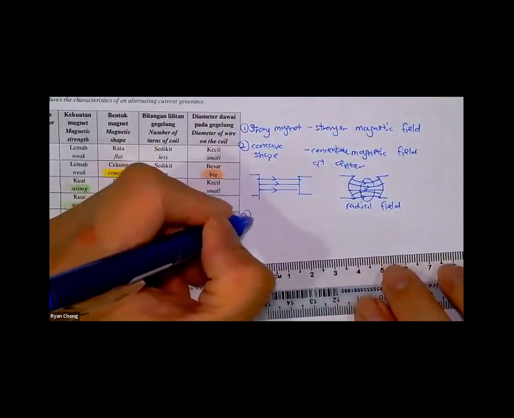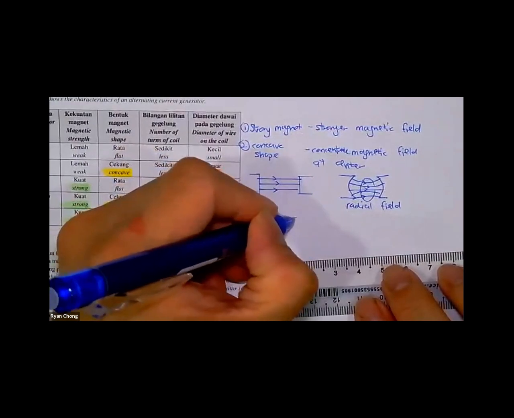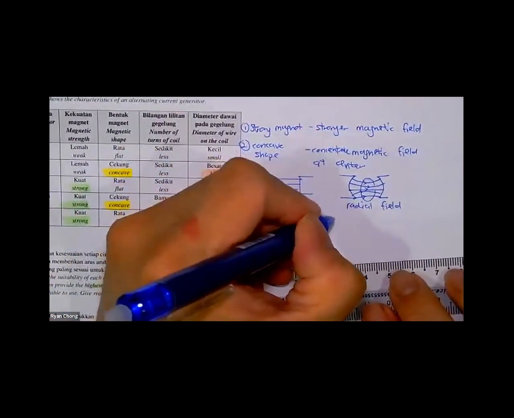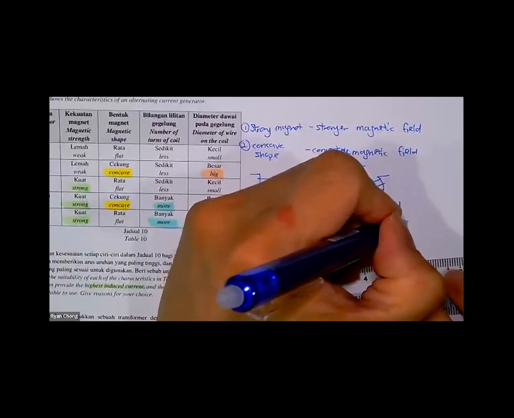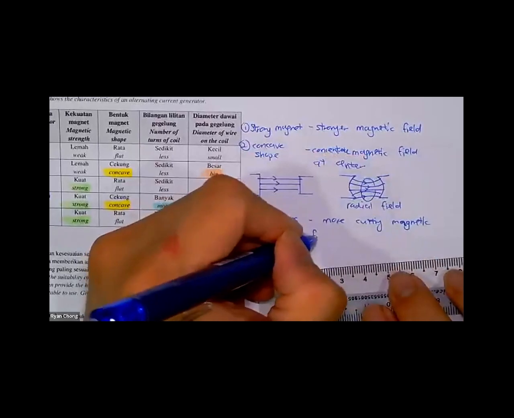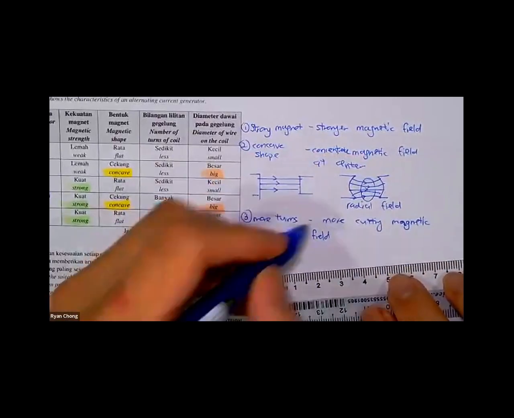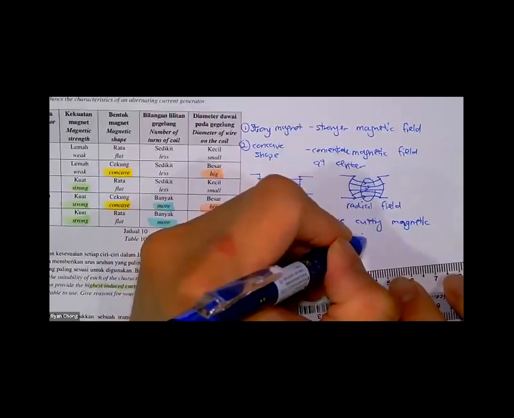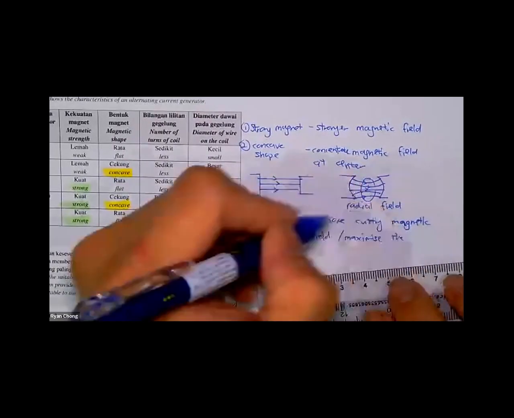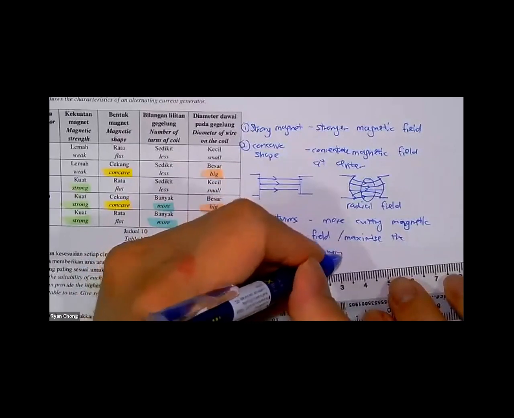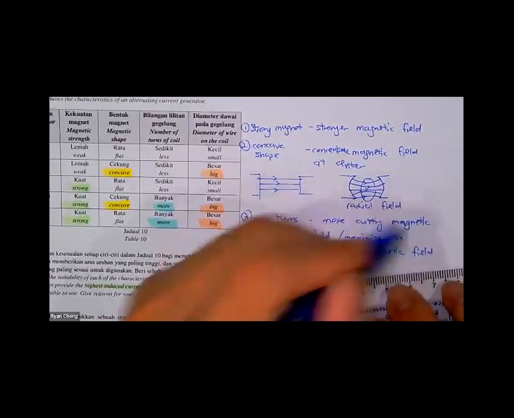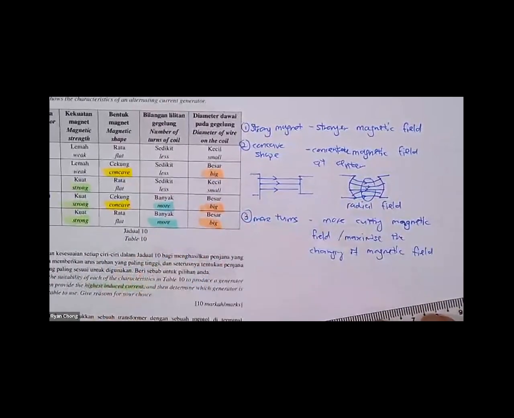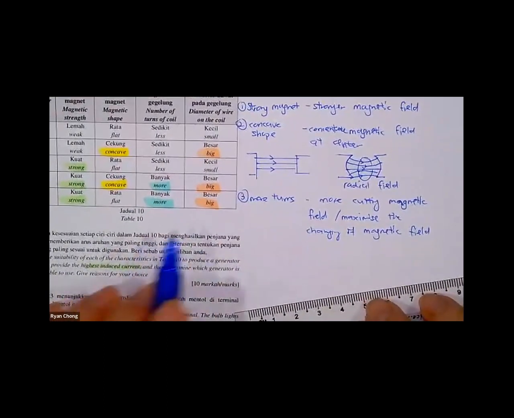Then more turns. More turns for what? More cutting of magnetic field, or you can say maximize the changing of magnetic field also can. So the main key point is you must mention either one. Cutting also can, changing magnetic field also can, cutting more flux also can. Either one way.